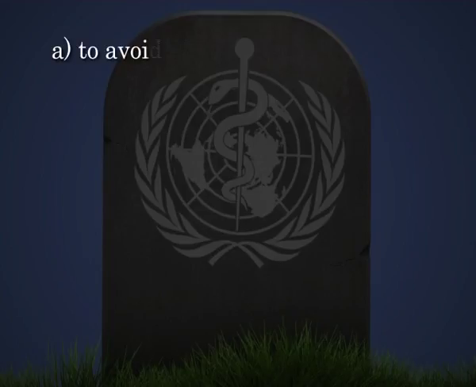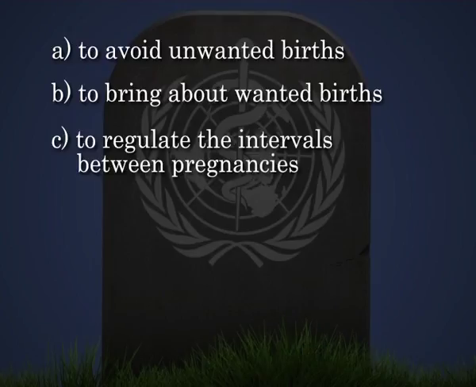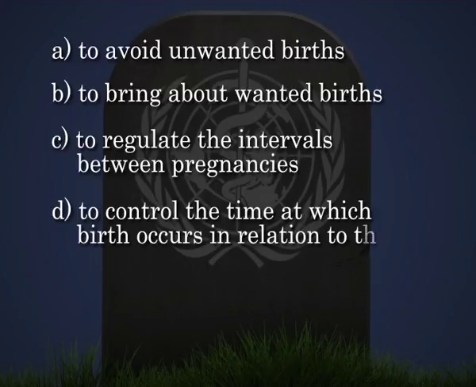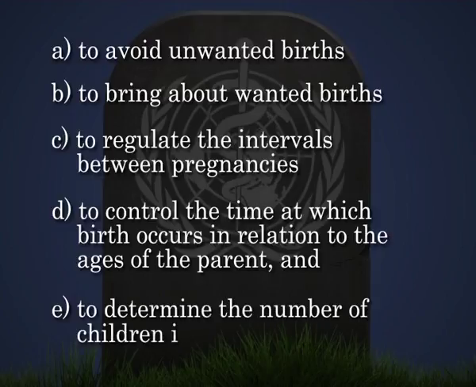Next, another WHO committee describes it as the practices that help individuals or couples to attain certain objectives, which can be named as: A, to avoid unwanted births; B, to bring about wanted births; C, to regulate the intervals between pregnancies; D, to control the time at which birth occurs in relation to the ages of the parents; and lastly but not the least, to determine the number of children in a family.